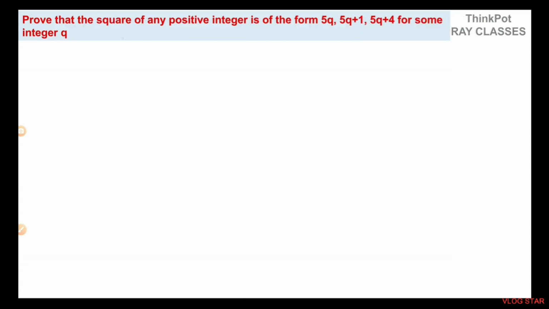Let's look at the next question of a similar pattern, where you need to prove that the square of any positive integer is of the form 5q plus 1 or 5q plus 4. So you have to represent it in this form. Since we have to represent the square of any positive integer, let n be any positive integer. You can take a here also, that's not an issue, you can take any letter. You just have to write down that the given number is a positive integer.